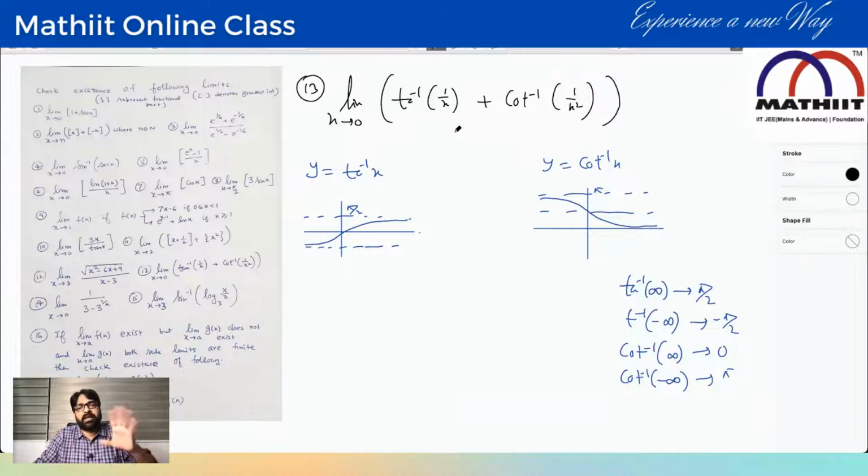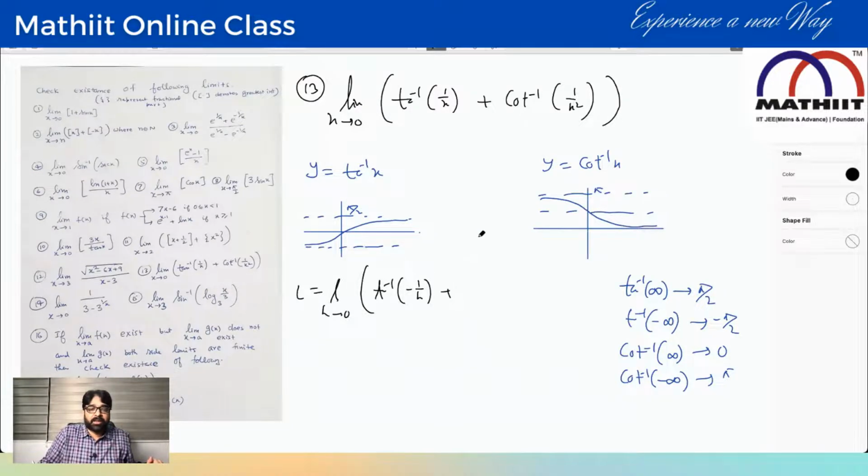Now this question, nothing left in the question. Left hand limit will be limit h approaches 0, x will be replaced by 0 minus h. So tan inverse minus 1 by h plus cot inverse minus 1 by h square. Think carefully, h approaches 0, this 1 by h approaches infinity, so this is minus infinity. Tan inverse minus infinity is minus pi by 2, plus cot inverse infinity is 0. The value will be minus pi by 2.